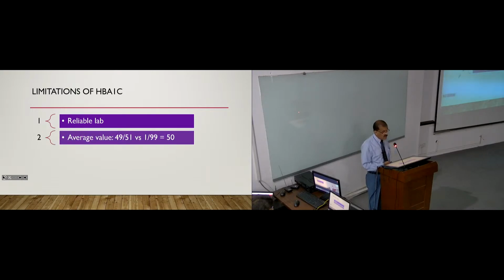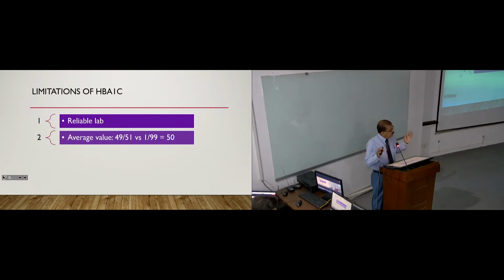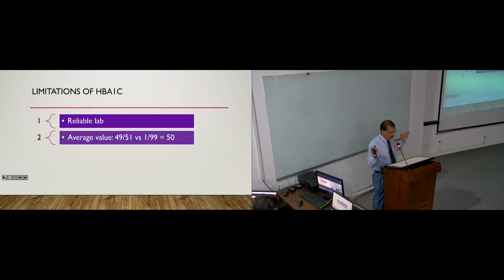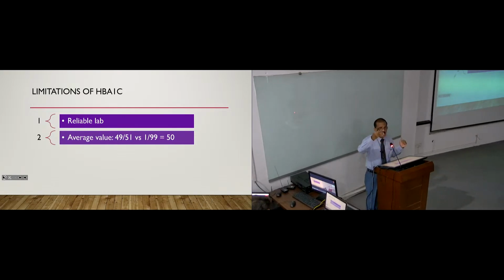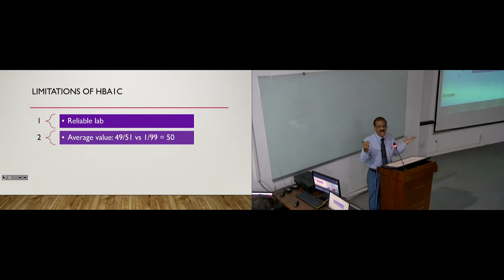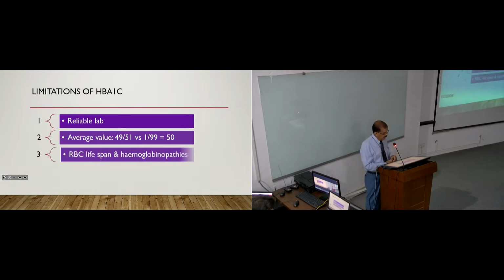Now, just to make this concept clear, I will give you this equation. The average of 49 and 51 is 50, right? And the average of 1 and 99 is also 50. These are 2 very, very different scenarios. In the first example, glucose variation is in a very narrow range. In the second example, there is a lot of excursion, but the average is the same. So that can actually give you a wrong impression.